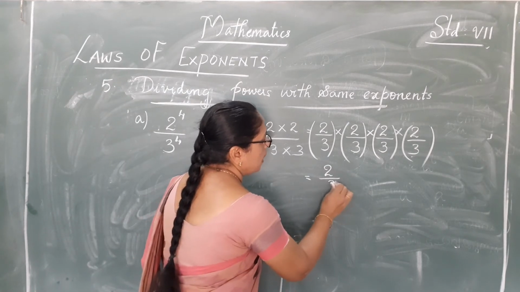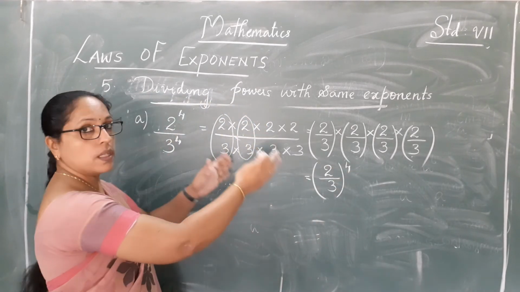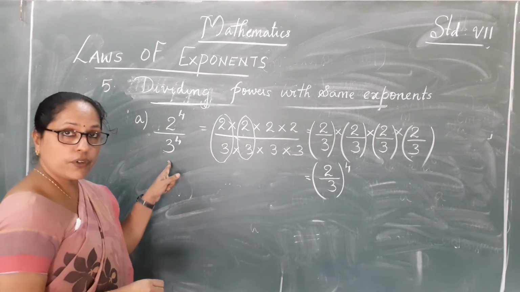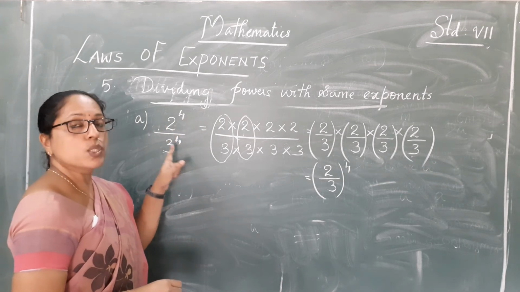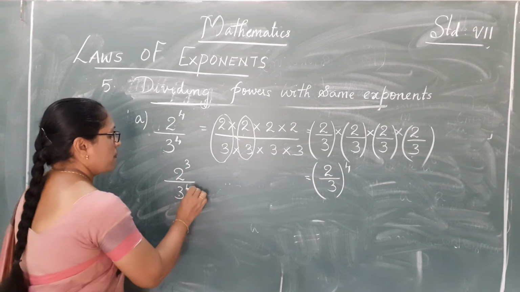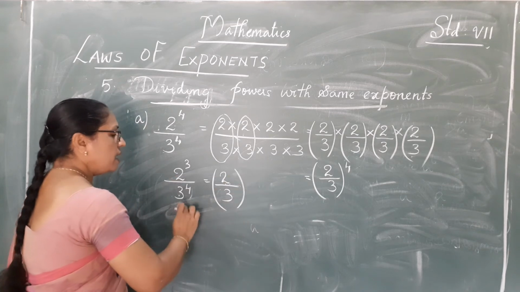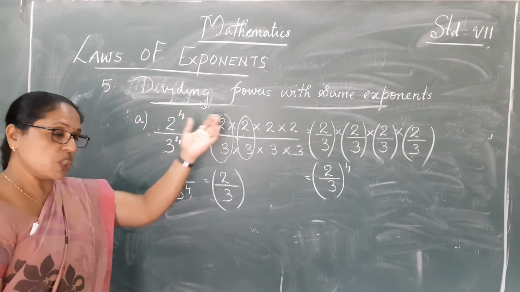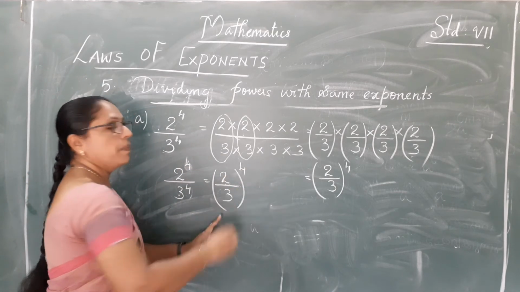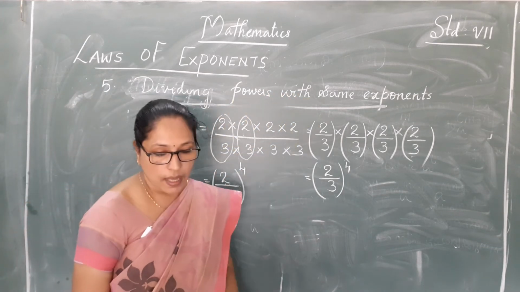Exactly, 2 by 3, the whole raised to 4. So, to use this law, we don't have to use the long way. We have the bases different and the powers are same. So, what we have to do? Just write the base of both the numbers, that is 2 by 3, and divide the bases. There we did multiplication. Here divide the bases and put the common power. Just like we did in the previous, multiplying powers with the same exponent.